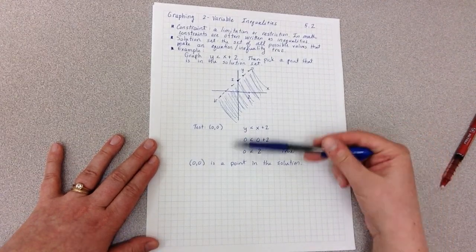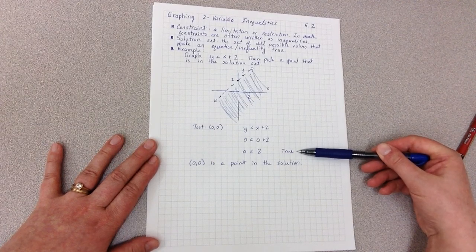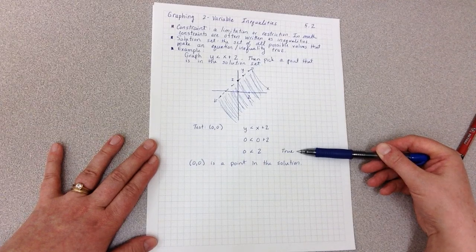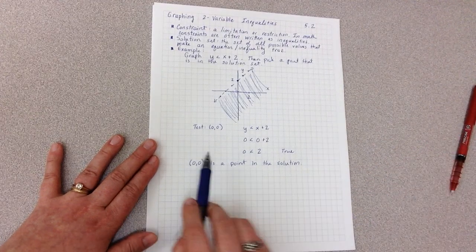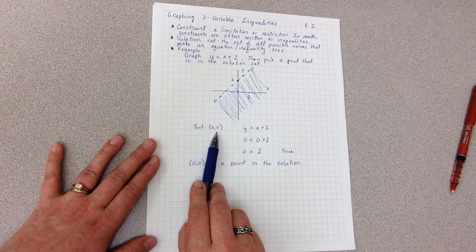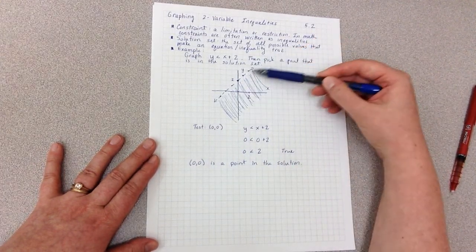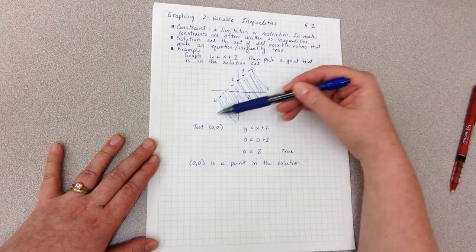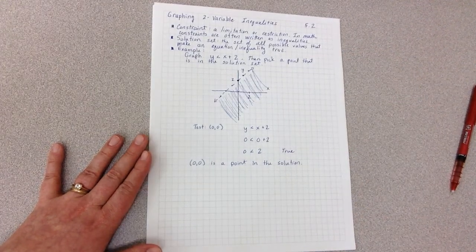Now let's say I had done all of this work and I had gotten a false statement. Well, that means that I don't want to include 0, 0, which means I would shade on the side that didn't have 0, 0. There's also one other thing to keep in mind, which is that I tested the point 0, 0 because it was on one side of the line. If the line went through 0, 0, it wouldn't be on one side. It would be part of the line. And so I'd have to pick a different point.